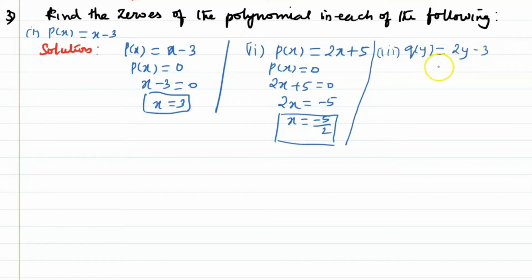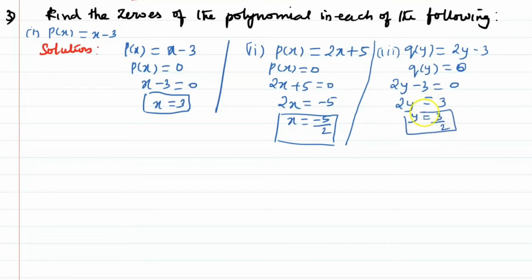So q of y is equal to 2y minus 3. So q of y is equal to 0. So therefore we take 2y minus 3 is equal to 0, because both are equated, we have to take it like that. So 2y is equal to plus 3, the sign changes. So y is equal to 3 divided by 2.